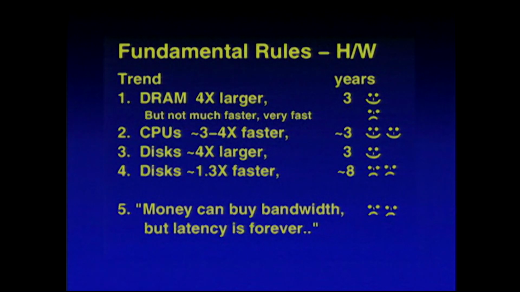Now, the last rule up here is a funny proverb of computer design, which is, money can buy bandwidth, but latency is forever. What does that mean? Well, it means that you can interleave DRAM memory chips together and get much higher bandwidth. But the access time to the first byte is still the access time to the first byte. You don't get it any earlier. The same thing happens with disks. You can use disk striping to access many disks in parallel, and you can raise your bandwidth up to fairly high levels. But the trouble is, it still takes some number of milliseconds to get that first byte of data, and that remains a problem.